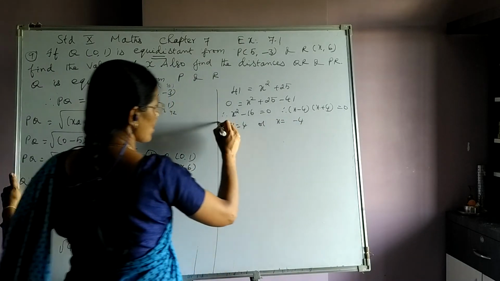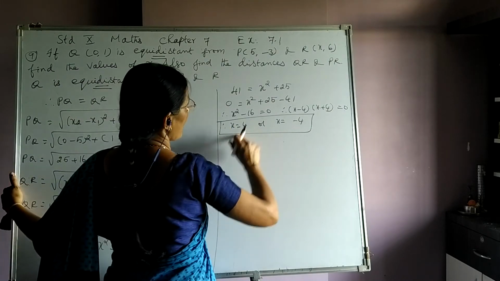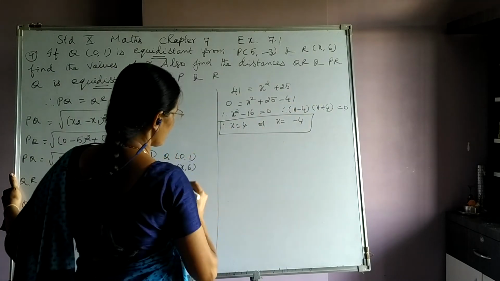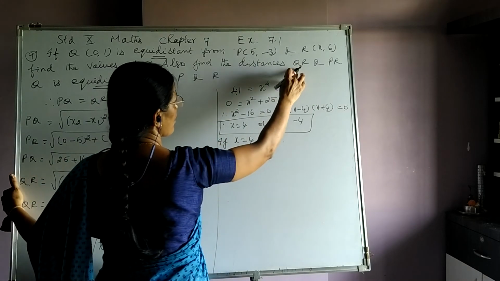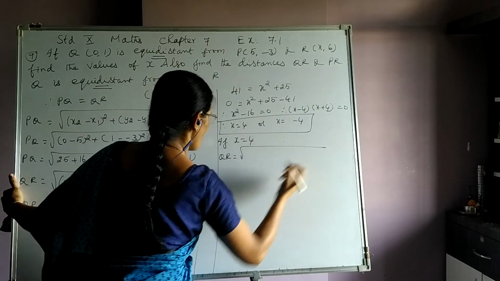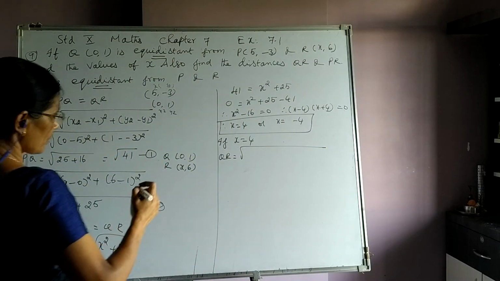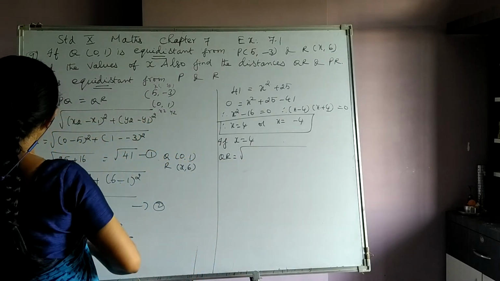So we got the values of x. We are getting two values. We are going to take them one by one, and hence we are going to find QR and PR. So if x equal to 4, what are we going to find? QR. QR we have already found.